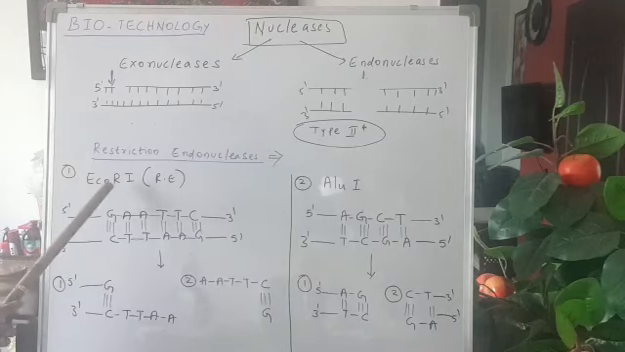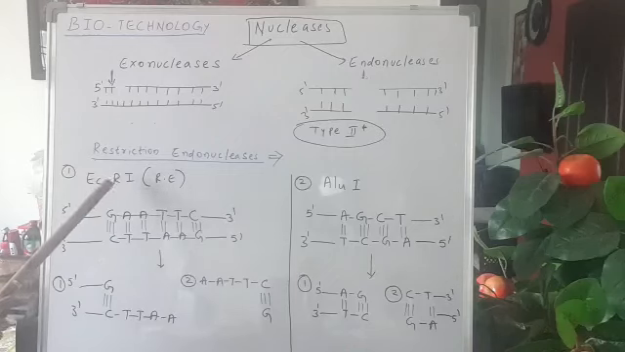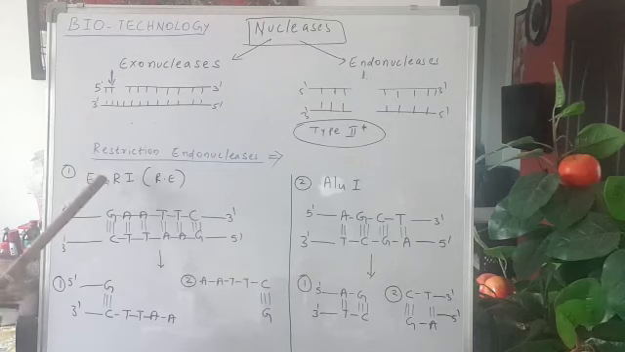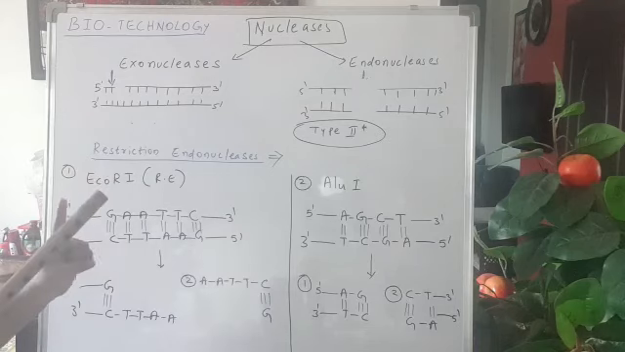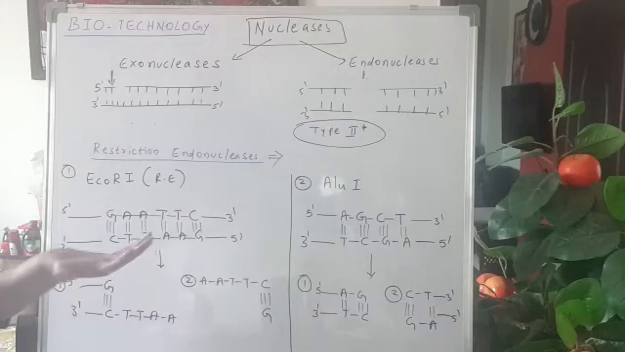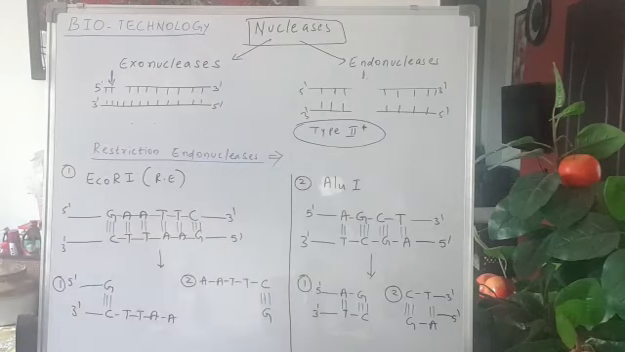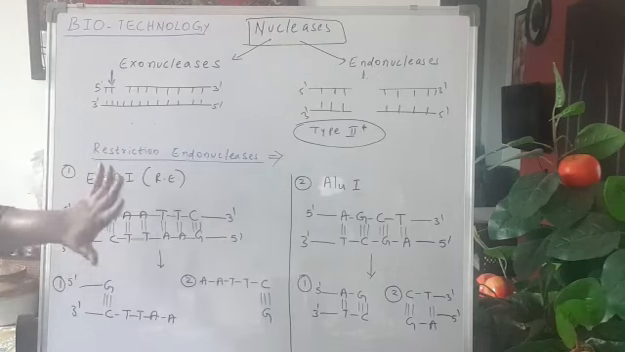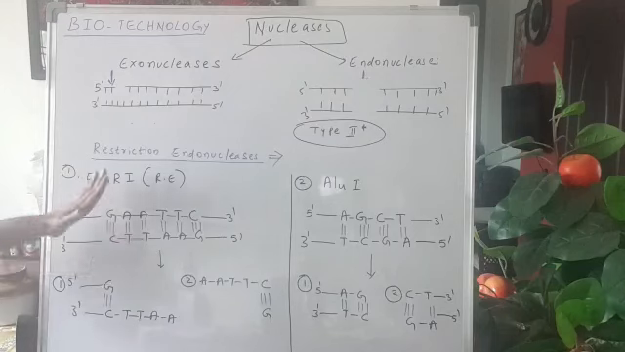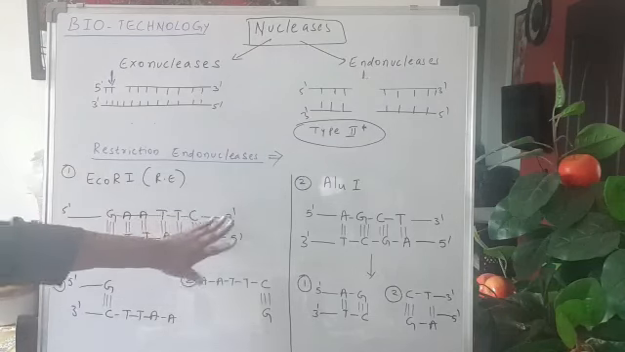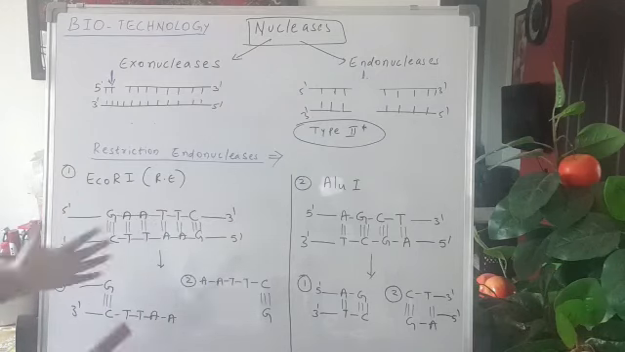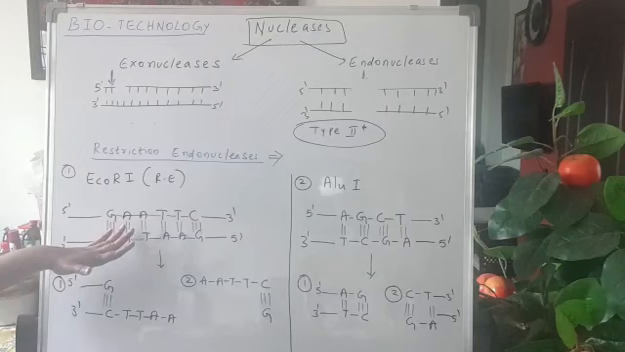So EcoRI is one type of a restriction endonuclease. Now this EcoRI, first one is it recognizes a palindromic sequence. What is that palindromic nucleotide sequence is? GAATTC. From 5 prime to the 3 prime in both the strands. Now, right. The second thing is EcoRI has a specific recognition sequence. What is that specific recognition sequence is? GAATTC from 5 prime to 3 prime in both the strands. So that is the recognition sequence of EcoRI. Right. Now what is its action?